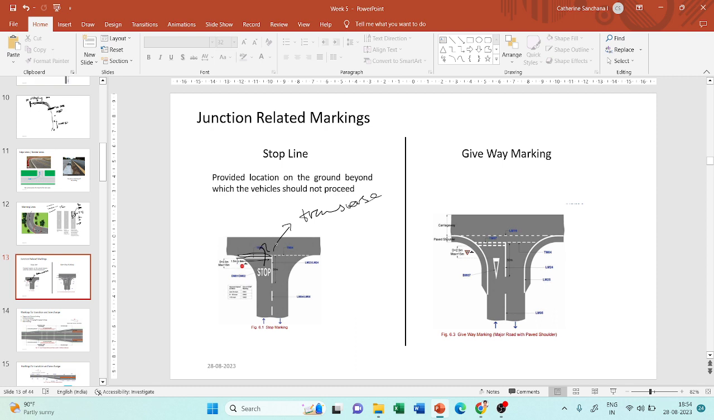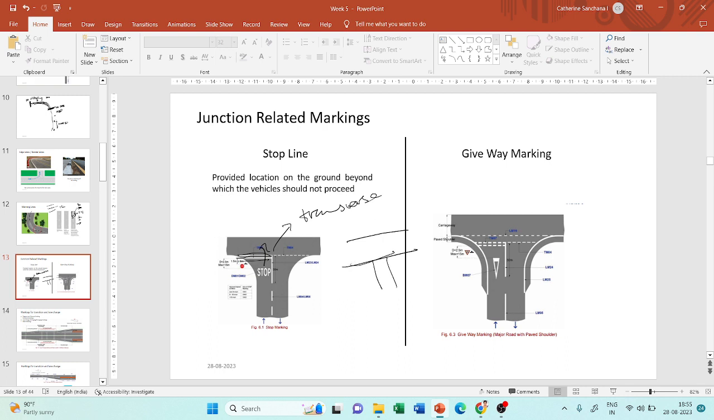In some cases, they would also levy a fine if you cross the line, right? I'm talking about signalized intersections, but in the case of non-signalized intersections, this stop line is mostly provided when a major road crosses a minor road or vice versa.